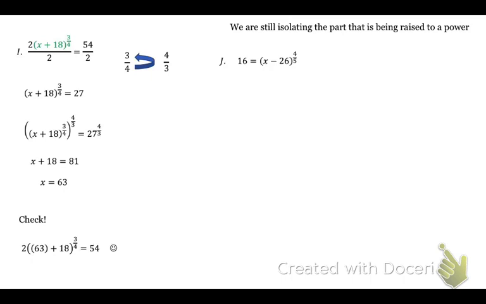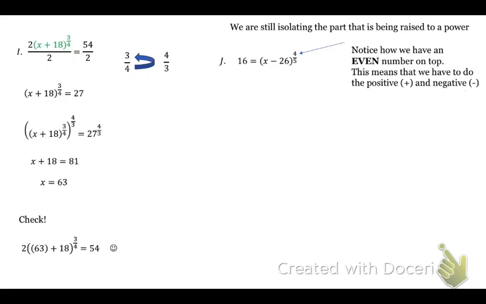Okay, let's look at J. So I have 16 equals x minus 26 to the 4/5 power. Now that's already isolated, so we're good. But do you notice how on the top we have an even number? Whenever that happens, that means whatever you get when you raise the other side to that power, it's going to have a plus and it's going to have a minus. That's when the top is an even number.